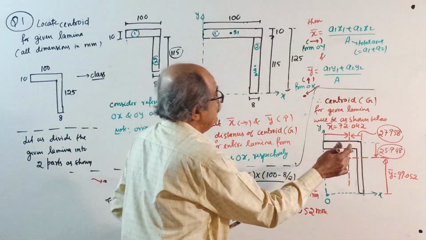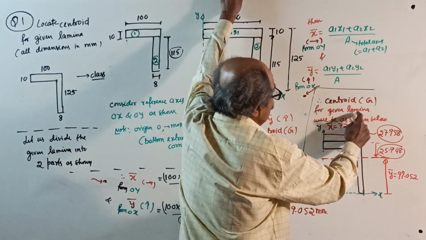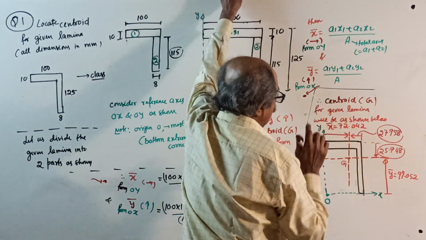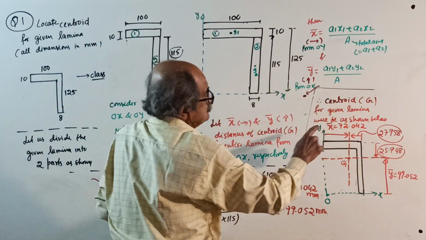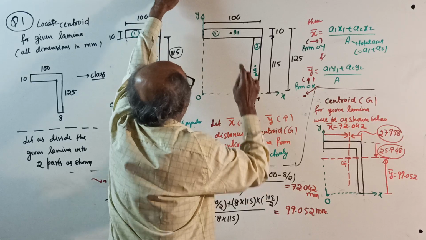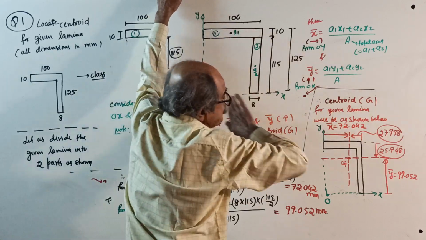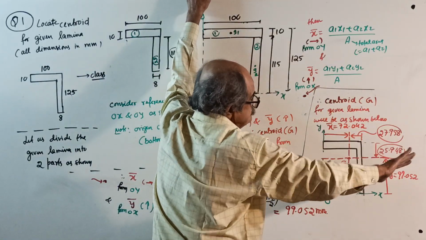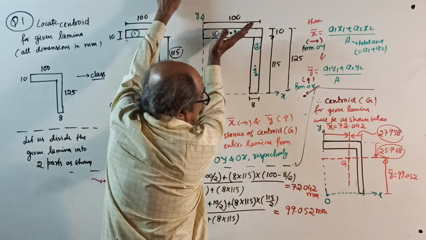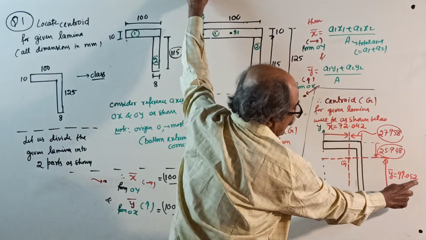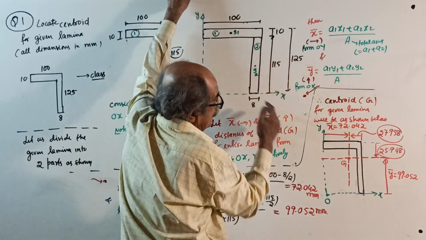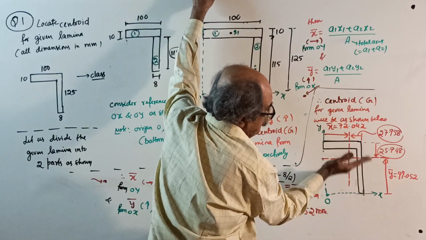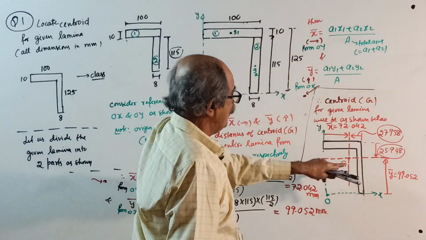Then lastly, centroid G for given lamina will be as shown below. See here, from here, x bar, we got 72.042. So center is 100. It will cross 100. It will go this side. And from here, y bar, we got 99.052, means it will go above the midpoint of this rectangle. This is centroid G.